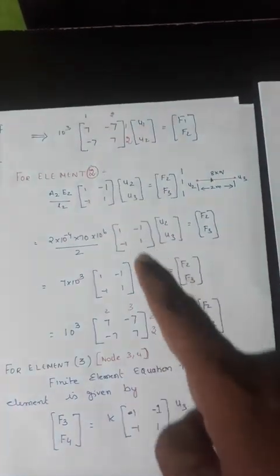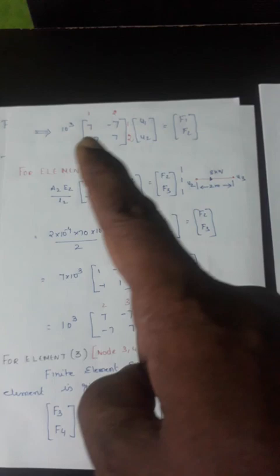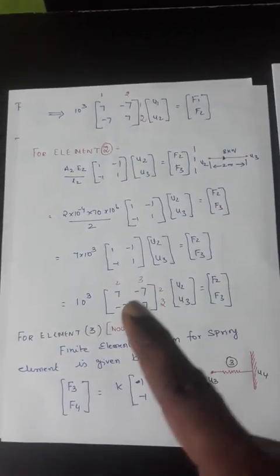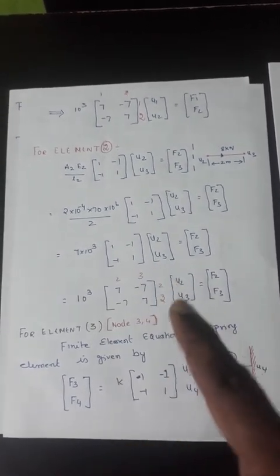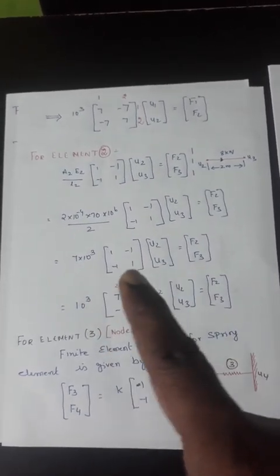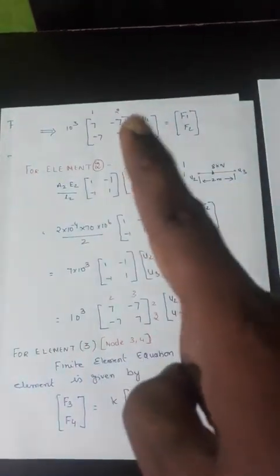Again I am writing the equation, with F2 and F3. L2 is 2, A2 is 6, everything is the same. There is no need to write AE because the material is the same. So I got the equation 7 minus 7 minus 7 7, U2 U3 and F2 F3. Here I have written the nodes 2 3 and 2 3, earlier 1 2 and 1 2.